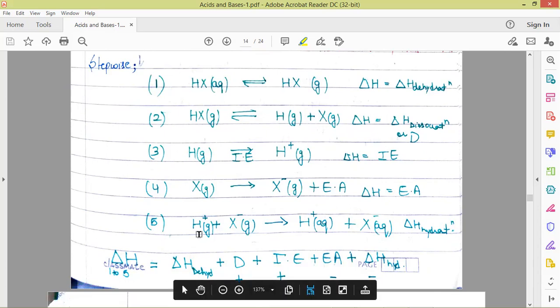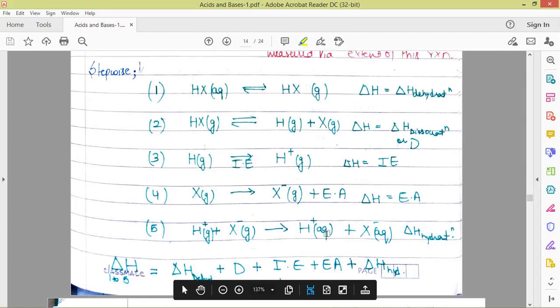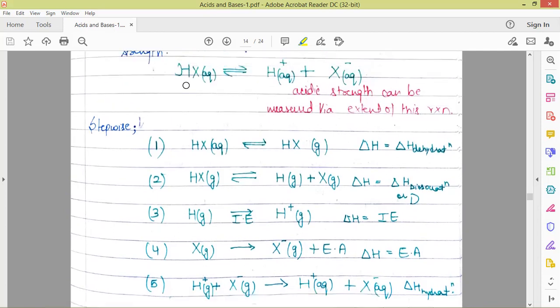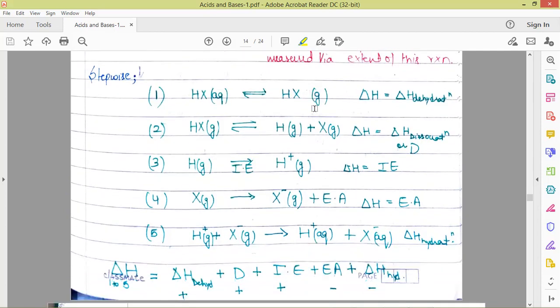The last thing is that H positive gaseous, which is formed in the previous step, and X negative gaseous both undergo hydration and get converted to the aqueous H positive and X negative, which are required from the overall reaction mentioned here. So these are the 5 steps involved.